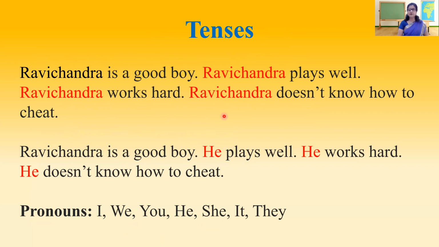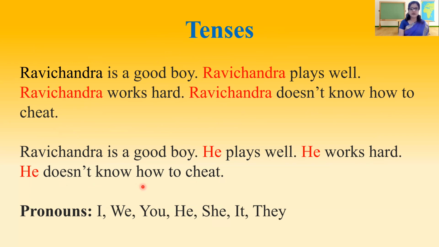Before starting tenses, I would like to explain it to you in a brief passage. I'll read it out. Ravichandra is a good boy. Ravichandra plays well. Ravichandra works hard. Ravichandra doesn't know how to cheat. Another passage here. Ravichandra is a good boy. He plays well. He works hard. He doesn't know how to cheat. Which passage will be easier for you to read? Undoubtedly, the second passage will be easier for you to read, isn't it?